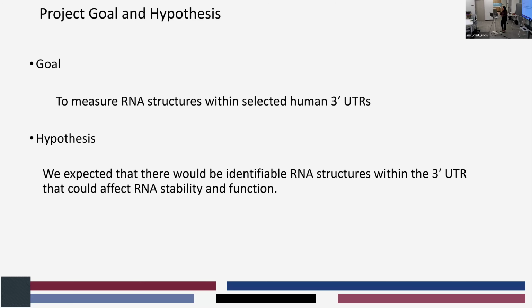So for my project, my goal was to measure RNA structure surrounding a selected area where the familial protein I mentioned binds. We hypothesized that there would be identifiable RNA structure within the 3' UTR region, particularly around a familial response element, that could affect RNA stability and function.